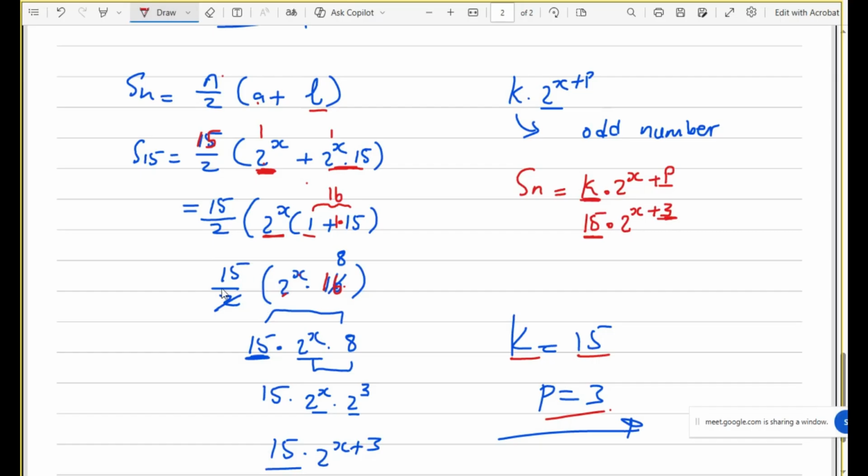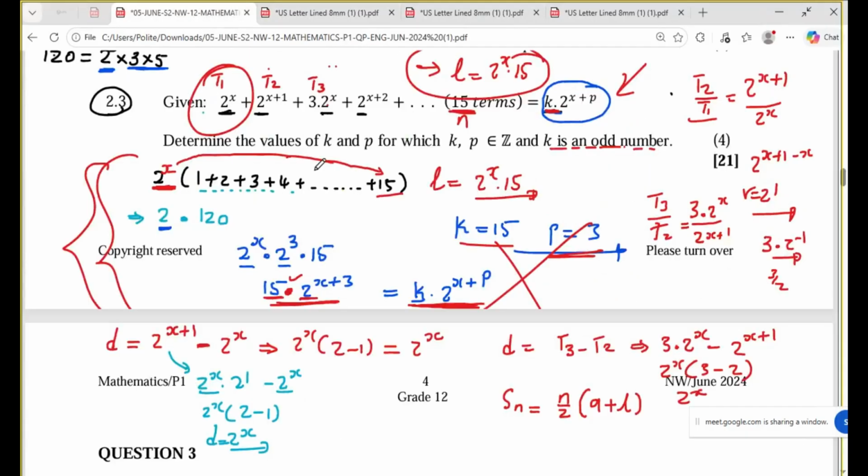But now when I multiply out the bracket, I know that this will be 15 into 2 to the x times 16. So if I multiply the bracket by that, the 2 will divide 16 because that's an even number, which gives us 8. So this is like saying 15 times 2 to the x times 8. Okay, let's move to the next question.